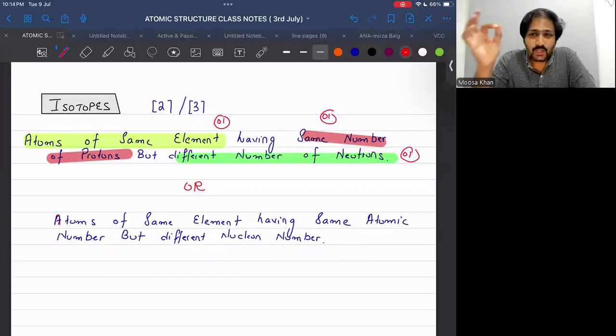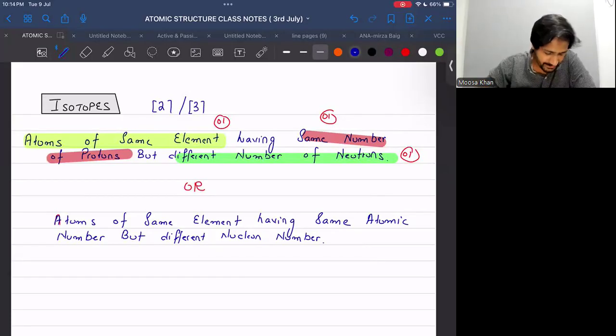No, an ion cannot be an isotope. In the definition, the first word is atoms. So we cannot see an ion to be an isotope.